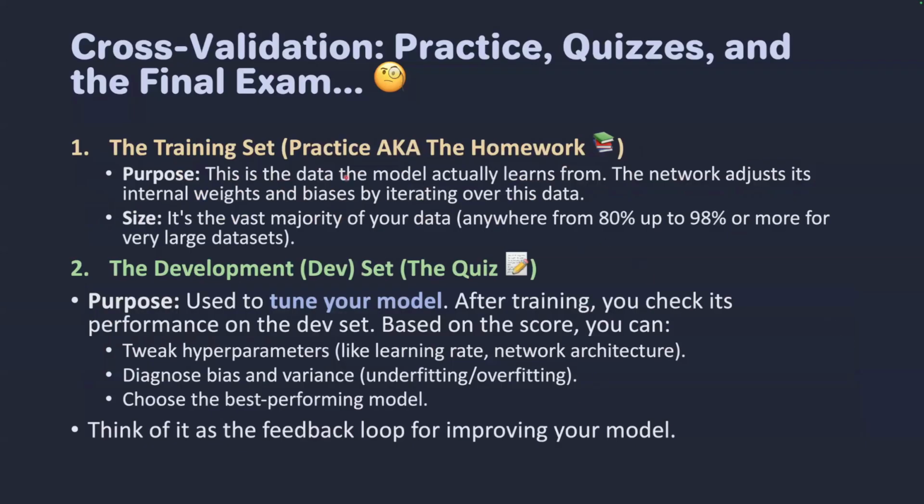So just repeating what I said, the training set is like your homework, your practice. The purpose here is we're training the model, so we're learning the parameters. We are learning the weights and the biases in the model. This can be anywhere from 80% to 98% of the data, depending on the size of the data, because deep learning really relies on extracting patterns from large amounts of data. You don't really want to waste your data or hold out your data.